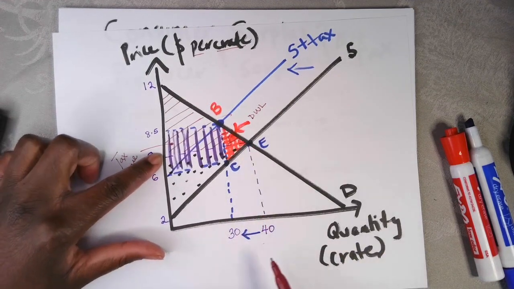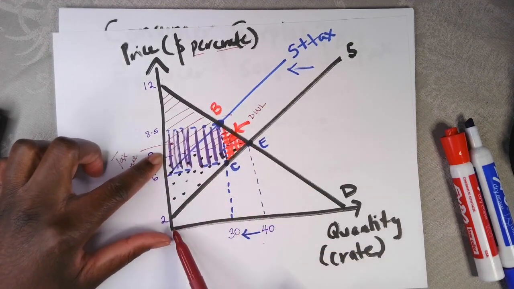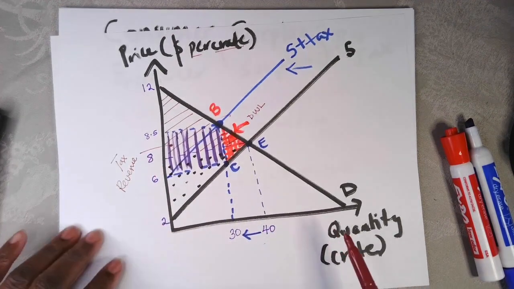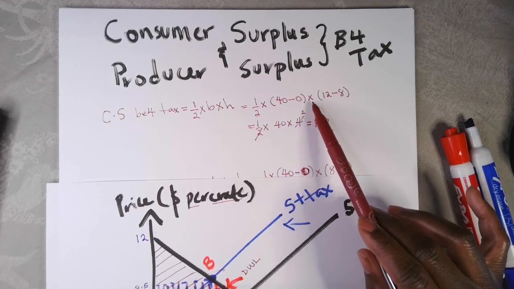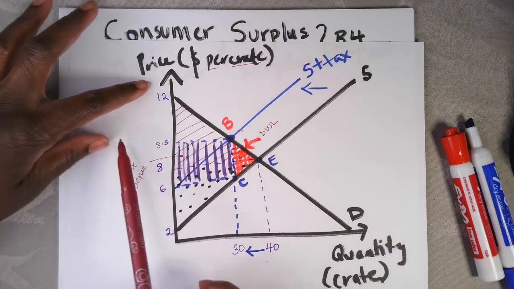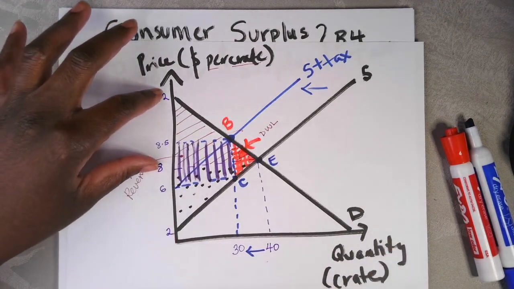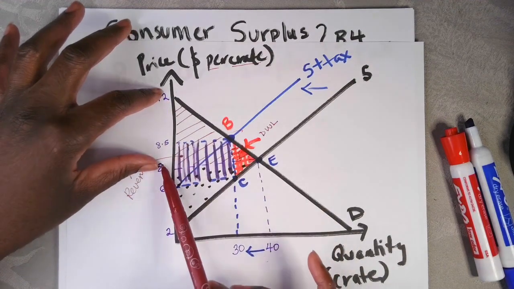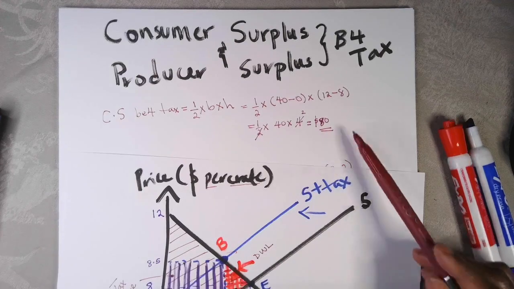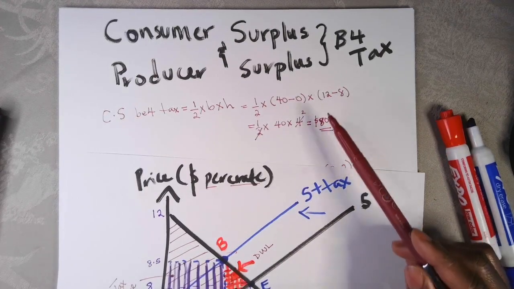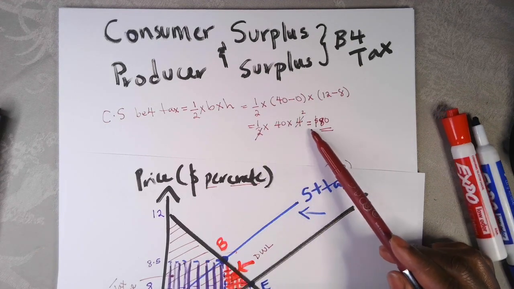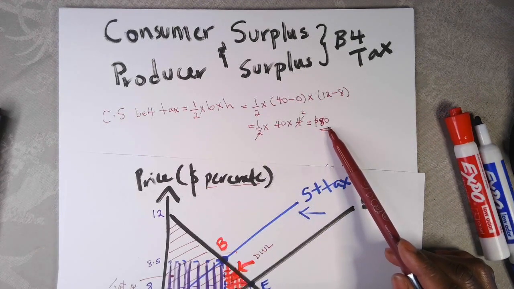Now we need to read that off the quantity axis, and so that's 0 to 40, right? So the length from 0 to 40 is 40 minus 0. Now the height of the consumer surplus area goes from 12 to 8 before the tax. The length will be 12 minus 8, right here. And from there on, I'm just calculating it, and I found the answer to be 80.